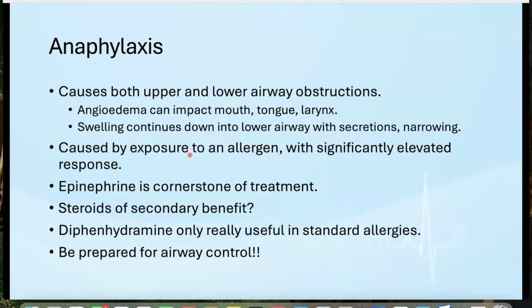Anaphylaxis. Anaphylaxis causes obstructions of both the upper and lower airways. So we can get angioedema from your lips, and that can carry all the way down into your larynx and into your trachea. In addition to getting the swelling, we get, again, a lot of mucous membrane secretions, and sometimes we get that spasming of the airways, just like we do with asthma.